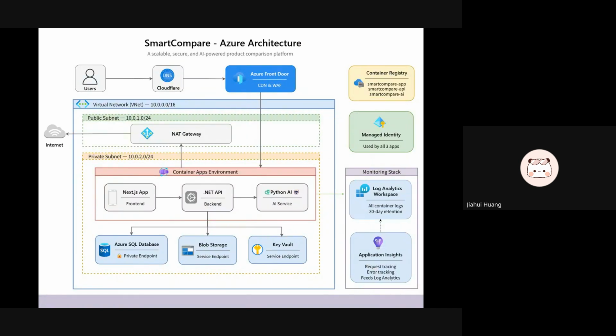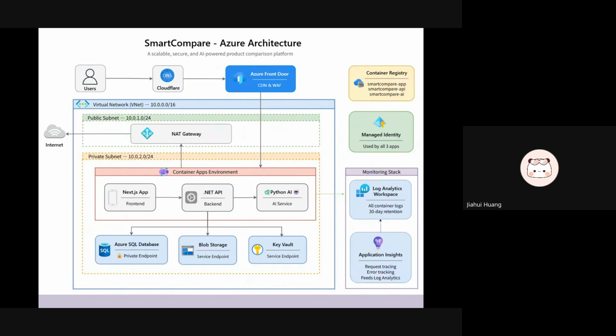This is our overall Azure architecture. We designed it to be scalable, secure, and environment isolated. Traffic comes through DNS and Azure Front Door, which provides CDN and web capabilities. Inside the virtual network, we separate public and private subnets. All application services run inside a container apps environment in the private subnet. For outbound traffic, we use a NAT gateway to ensure controlled internet access.